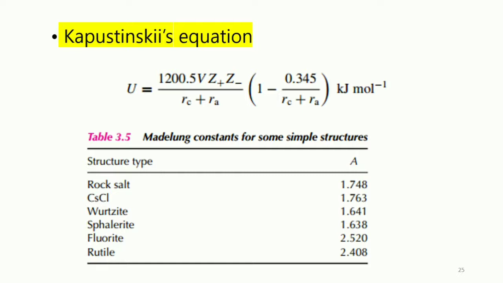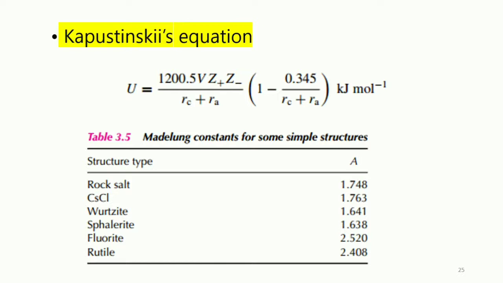Substituting the values of r equal to rc plus ra, rho, the Madelung constant, and the values of N and e into the previous equation gives the Kapustinskii equation. This is the final form of the Kapustinskii equation, where v is the number of ions per formula unit, 2 in NaCl and 3 in lead fluoride, etc. This equation may be used to calculate the lattice energy of any known or hypothetical ionic compound, and in spite of the assumptions involved, the answers obtained are surprisingly accurate.